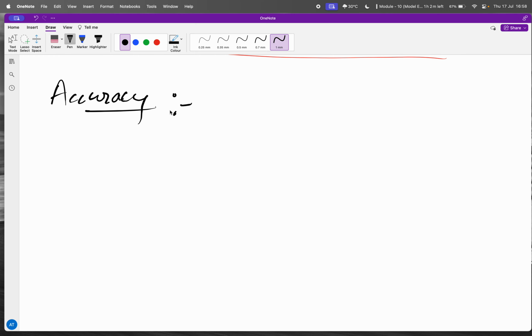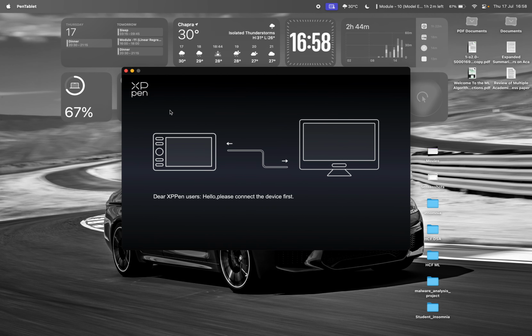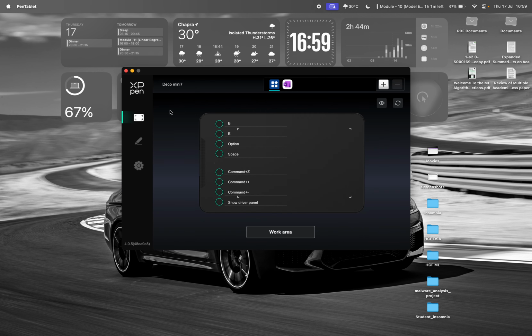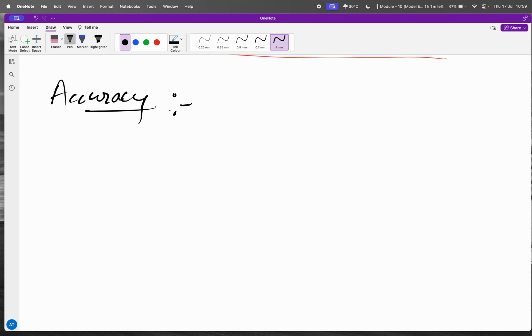Just a second. Hello, please connect the device first. Let's connect it. Okay, done. Just a second, guys, my device got disconnected.